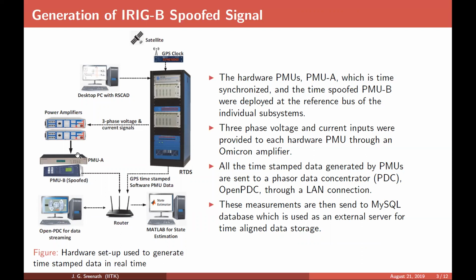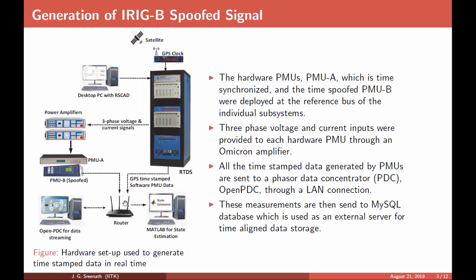Now, the IRIG-B signal that you get from here, you take it out and create a delay through the RTDS. Let me explain this also: you don't need an RTDS to create a delay. In fact, you can use normal DSP blocks to create a time delay, so it becomes a total hardware setup. Here we have used a small software component. So the delayed signal from PMU A goes to the spoofed PMU B, the SEL PMU.